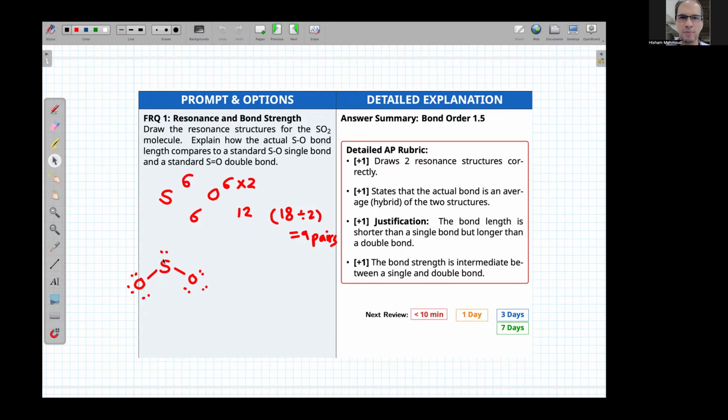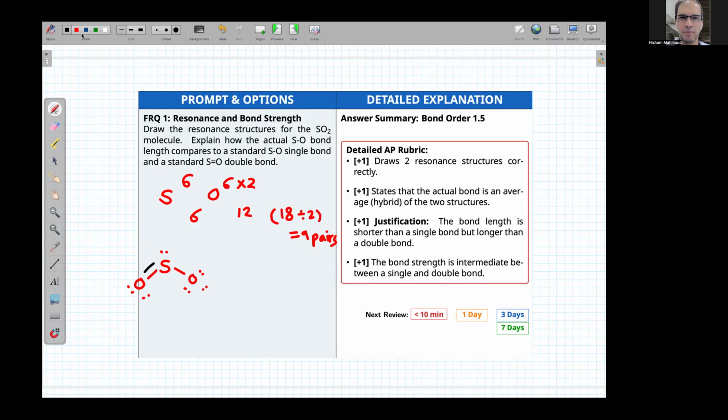In the first structure, I will put a double bond between the sulfur and the left oxygen. So remove these two electrons and put a double bond here and a single bond to the right oxygen. Don't forget, each oxygen needs its lone pairs to complete the octet. The left oxygen with the double bond gets 2 lone pairs, and the right oxygen with the single bond gets 3 lone pairs. Sulfur also has 1 lone pair.